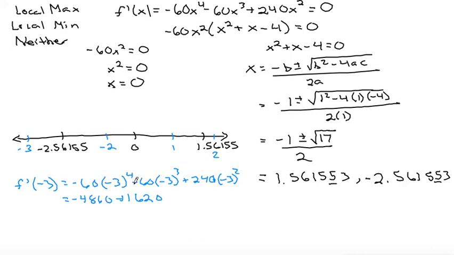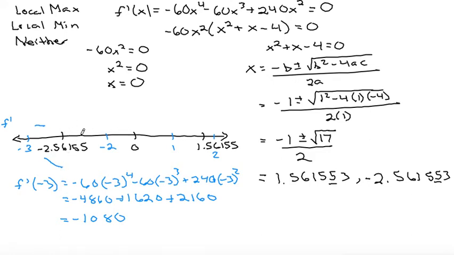So 240 times 9 is plus 2,160. So adding that up, I can't really tell by just looking at it, so adding all of those up together gives me -1,080. So this derivative would be negative in this region, which means it's decreasing. The function is going to be decreasing until it hits this point, this critical point.